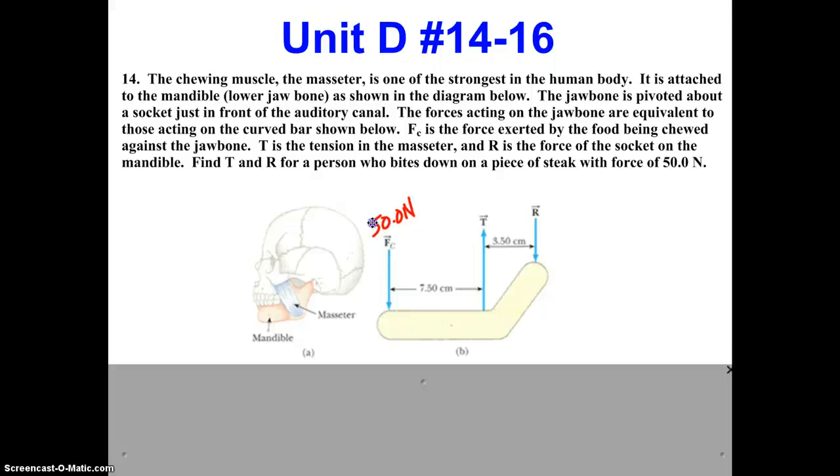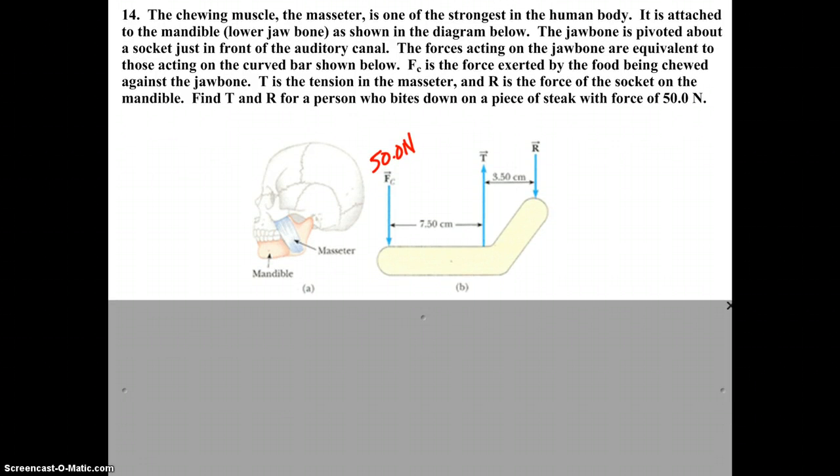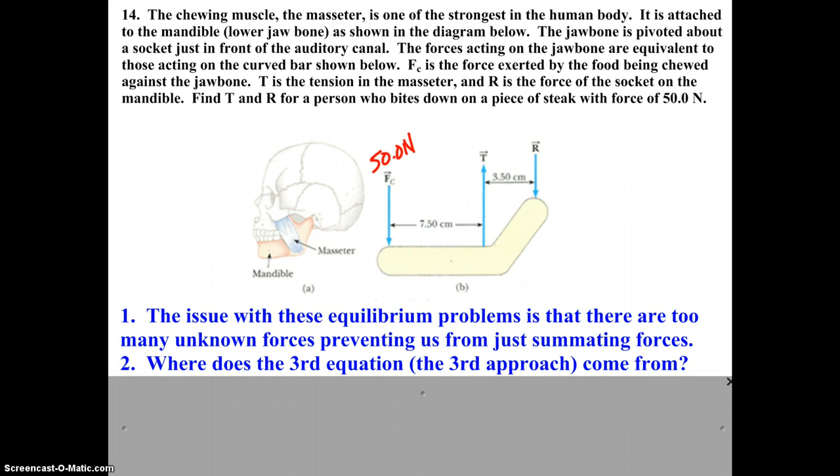The issue that we have in this problem is that you can see that all our forces are in a vertical plane. We have no forces in a horizontal plane. So what we have here are two unknowns in the same direction, or at least in the same plane. If we have two unknowns, it requires two equations, and we don't have a second force direction. There are no horizontal forces or any components that we can use to get one of the values. Okay? So the issue with these equilibrium problems is that there's too many unknown forces preventing us from just summating forces.